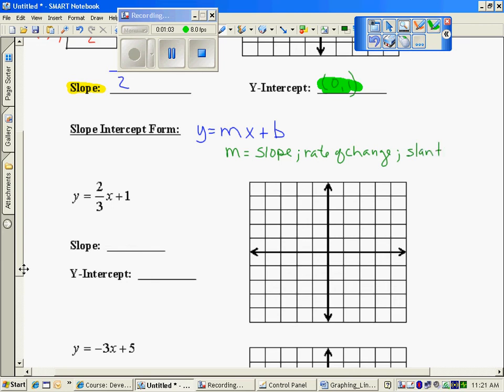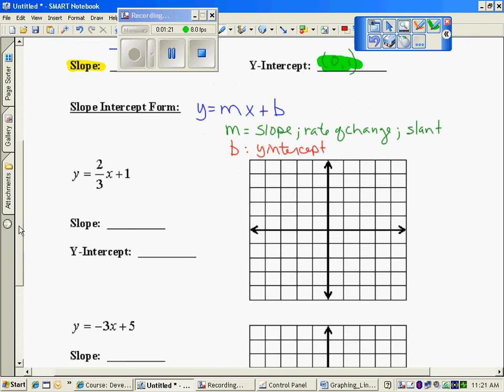Is it slanted upward, downward? Is it shallow, or is it steep? B, on the other hand, is known as my y-intercept. It will be a value, and it will just tell me where I cross my y-axis.